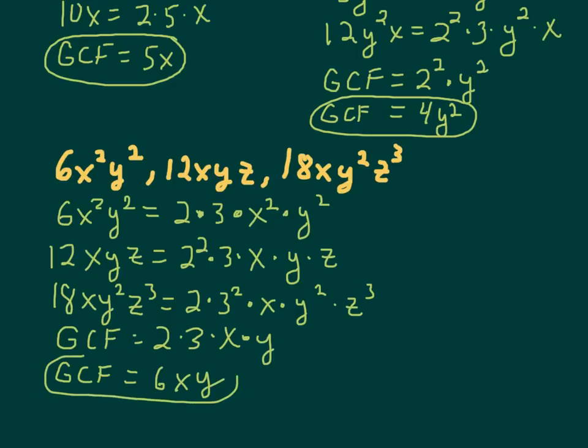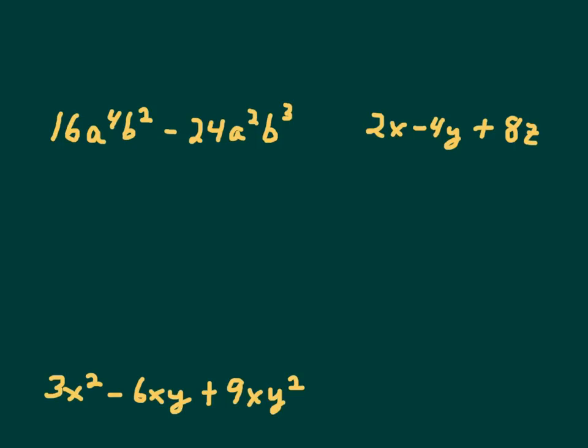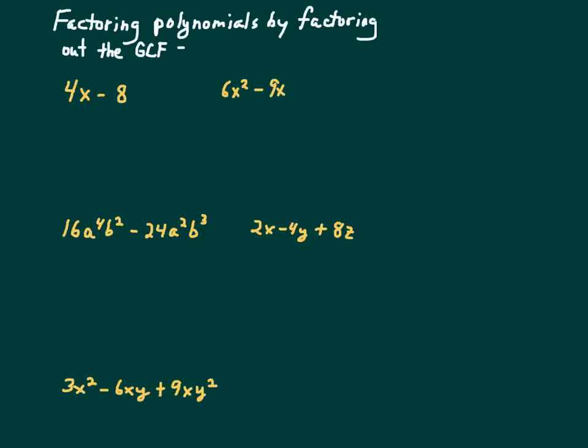Okay, so now that we have our GCF skills reinforced, let's start doing some factoring. So our instructions on these are to factor the polynomials by factoring out the greatest common factor. And really, one thing I'd want to tell you here is that we're doing the reverse of the distributive property here.